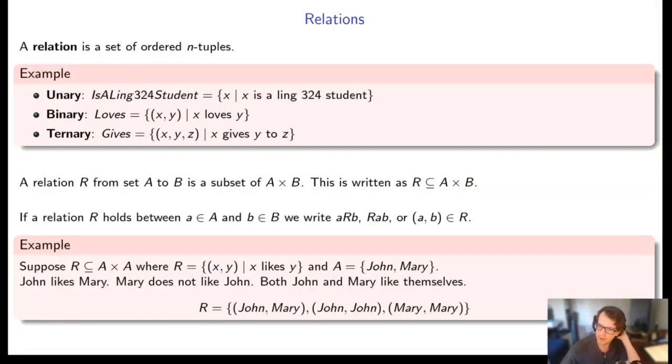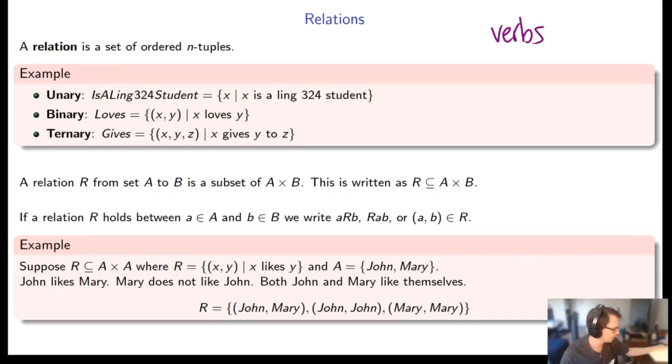Okay, so relations are where verbs come into play. A relation is just a set of these n-tuples. But the difference between a relation and a Cartesian product, or the n-tuple in general, is that relations don't need all of them. When we just did Cartesian products, we got all of the possible pairs. But relations just need however many are relevant.